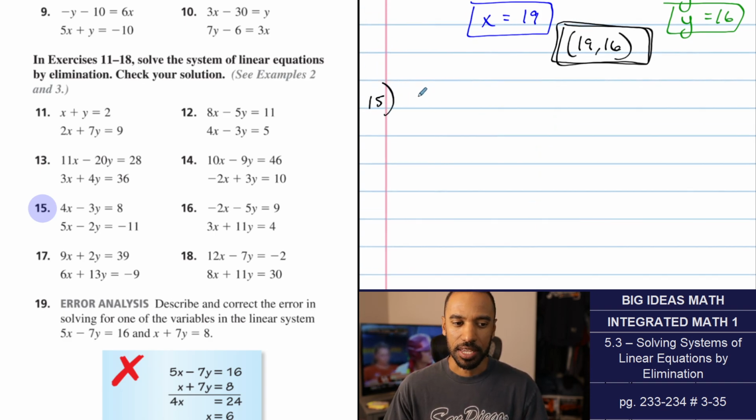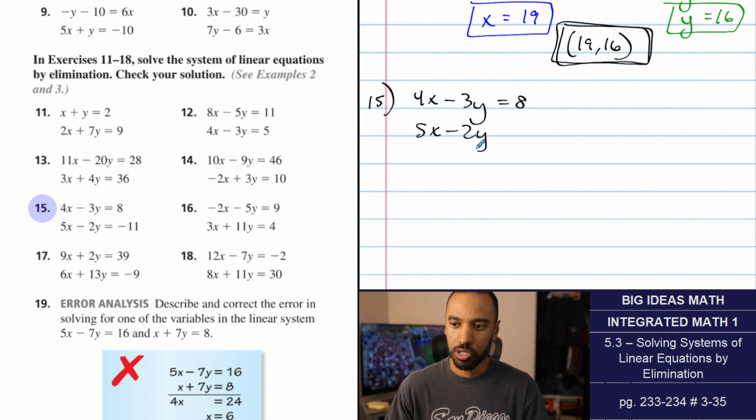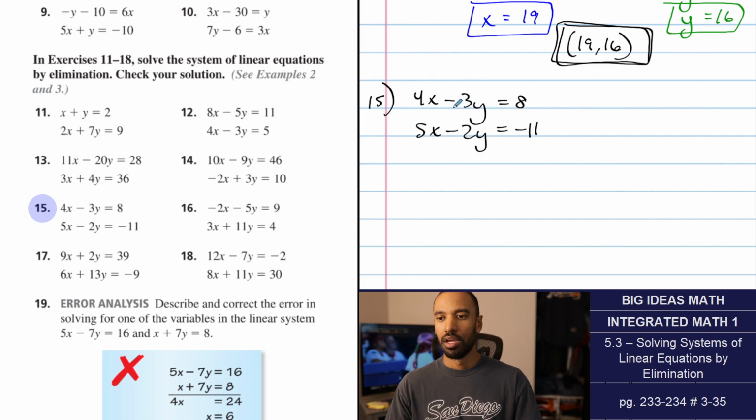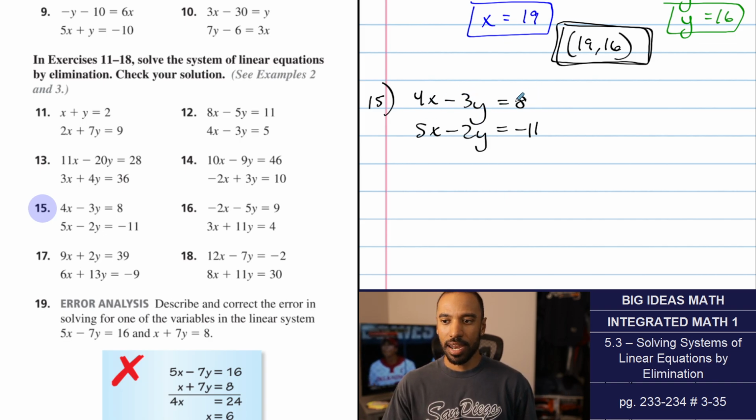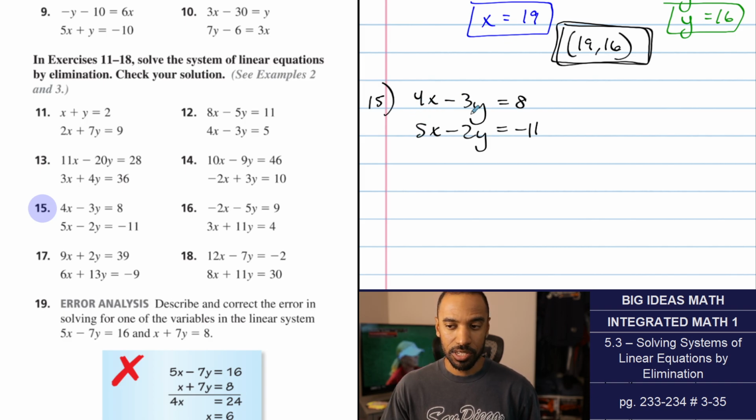All right, number 15. This is where you got to do a little more. When you look at these numbers here, you see that neither coefficient is a common multiple of the other smaller number. And yeah, you got to start making choices. Nothing will eliminate right now, so let's do some equation manipulation to make it so. Would you rather eliminate x's or y's? And this one is kind of a pick and choose.